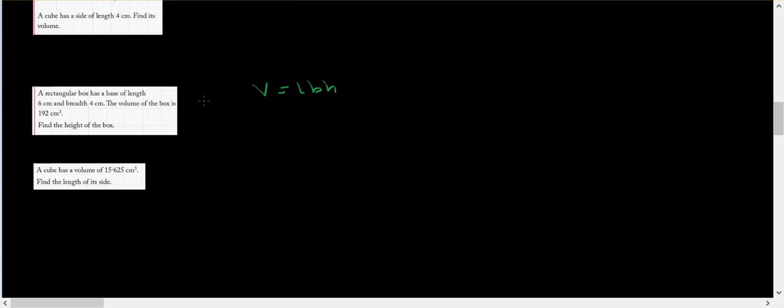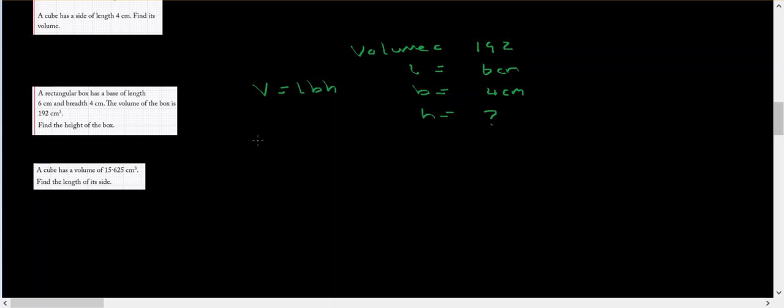Now, what it tells us is that the volume is equal to 192, length L is equal to 6 centimeters, breadth is equal to 4 centimeters, and then what you're looking for is height. Height is the unknown.